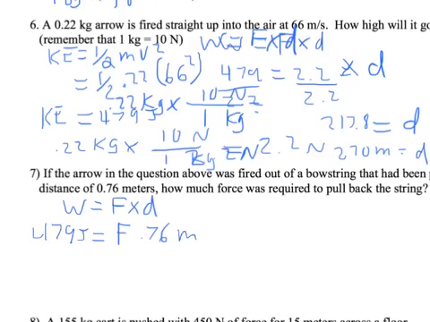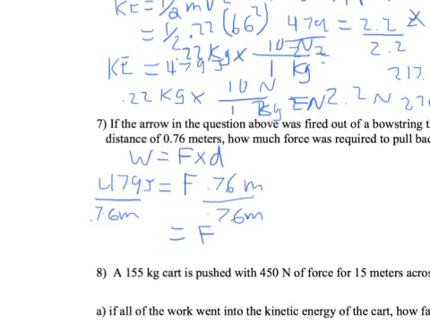So now I've got to get force by itself. That means I have to undo what's being done to it. It's being multiplied by 0.76, so I'm going to divide both sides by 0.76 meters. And that means the force equals 630 newtons.